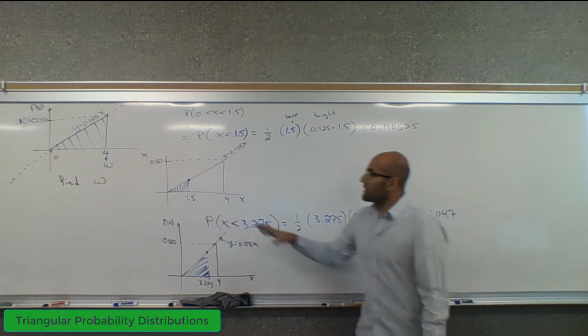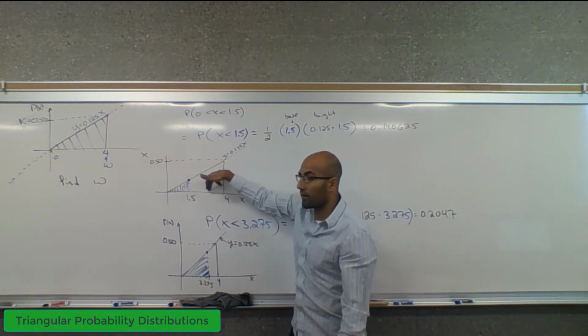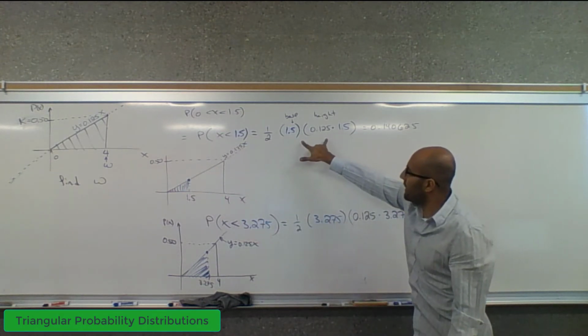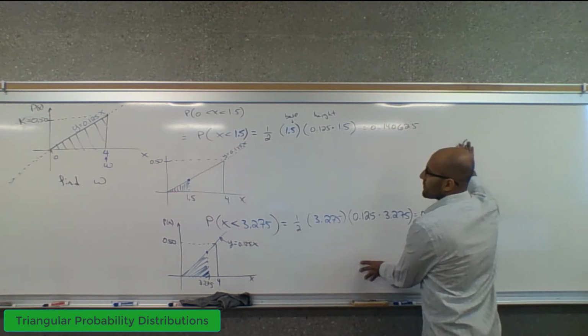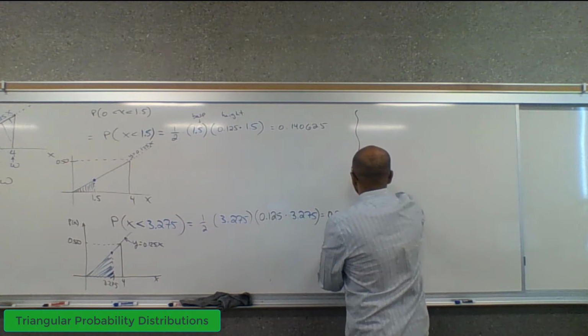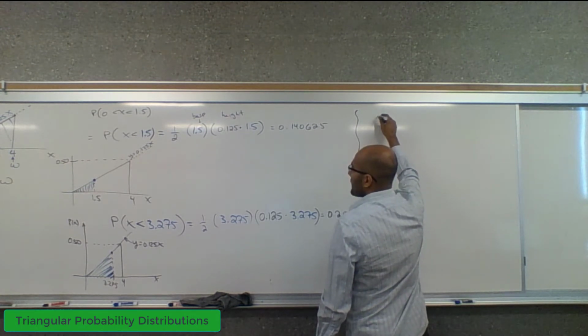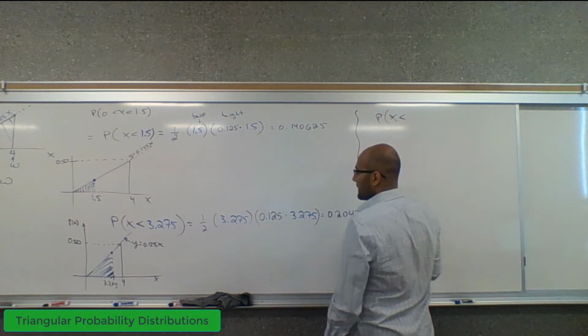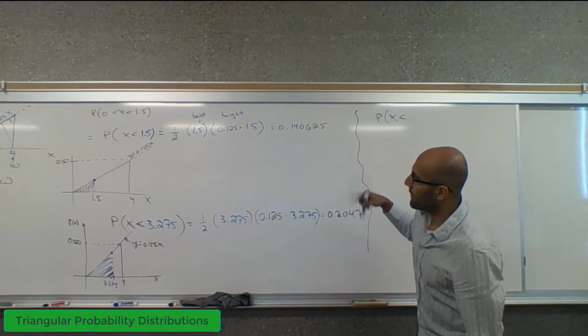So why don't we do it in general? Anytime I give you any number, any value in there, you can easily find it by applying this formula. So in general, find the probability that x is less than, we draw it up, what letter do we have?